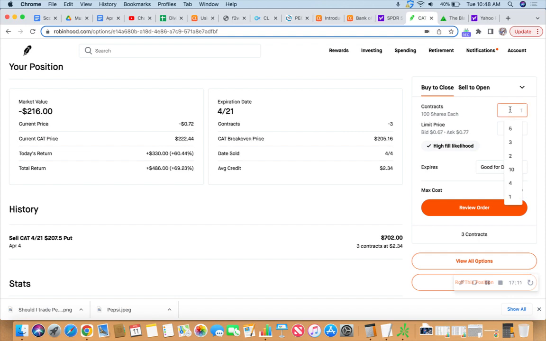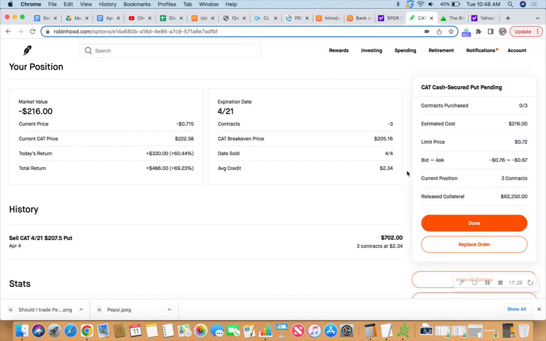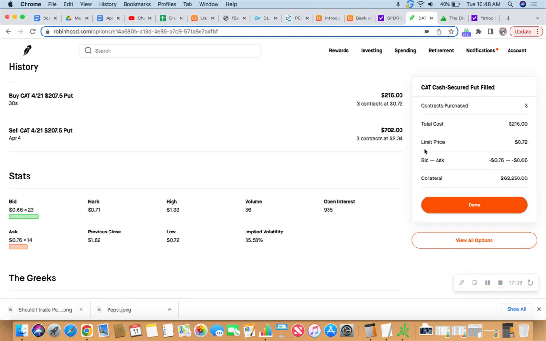So if we put in our three contracts, what do you think? 72? Well, 72 gets it done. That would cost us $216 and release $62,250 in collateral. Let's see if we can buy that to close. And we did. So let's do the math.